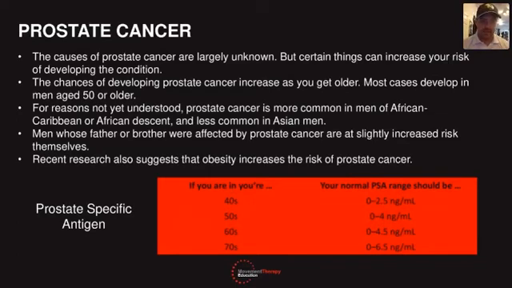Men whose father or brother are affected have a slightly increased risk, and obesity increases the risk, and this guy was overweight. So there were a few risk factors that would increase his risk of having prostate cancer. You have something called a PSA test done, which is a prostate specific antigen test. They'll test the range of PSA in your blood, and it will increase with age anyway, but these are the normal ranges that you would expect people to have. So just some background information on that as well.